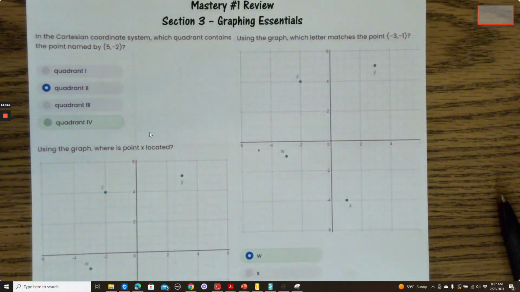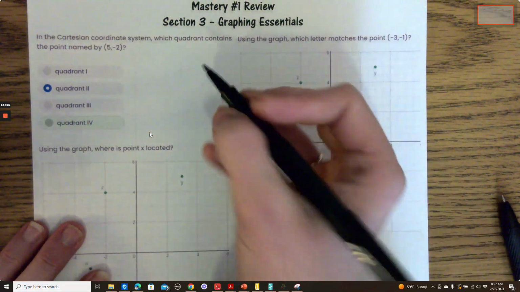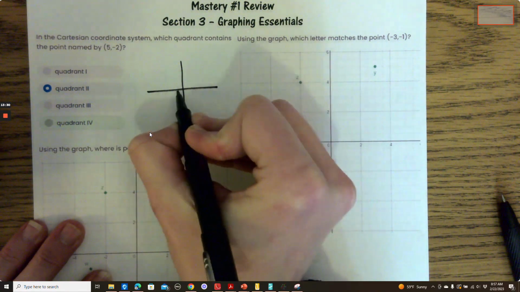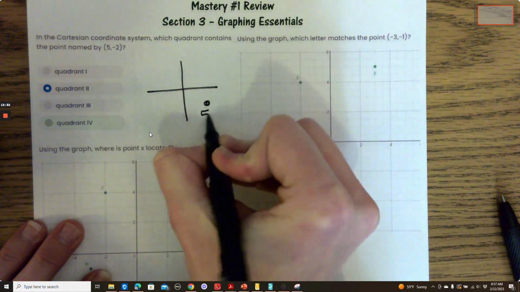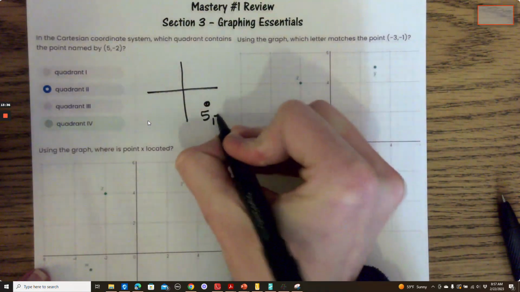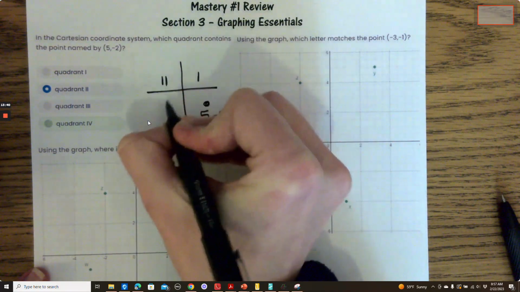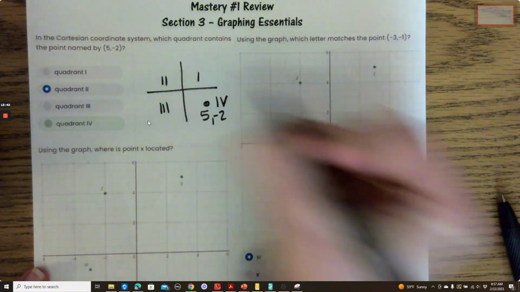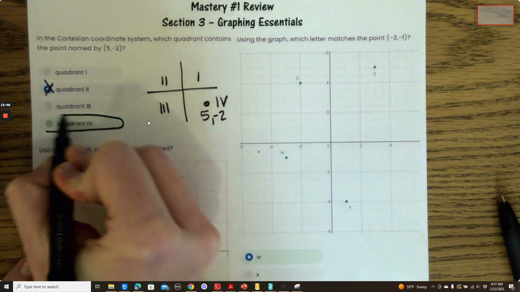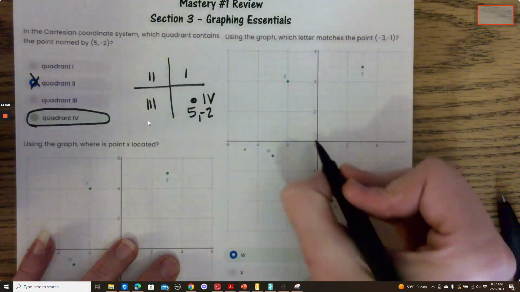Okay, so now we're on to more graphing. So which quadrant contains the point 5, -2? So 5, -2 would be 5, like here. All right, so this is quadrant 1, this is 2, this is 3, this is 4. So it's not quadrant 2, it's quadrant 4.